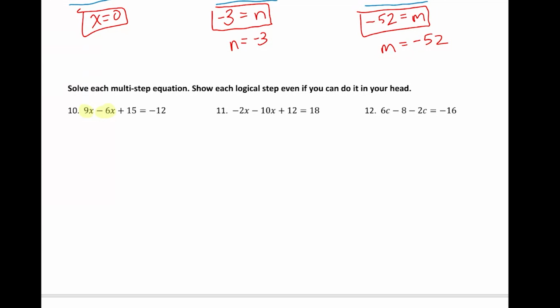Oh, wait, I think I misspoke there. If they both have an x, you can put them together. If they both don't have an x, you can put those together, those constants. But if one has an x and one doesn't, you can't combine those. So like I can't combine negative 6x with 15, for instance. So 9x minus 6x, if I have 9 x's and then 6 of them go away, I'm left with 3 x's. So 3x plus 15 equals negative 12.